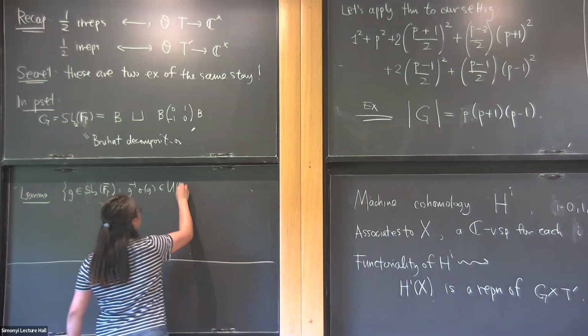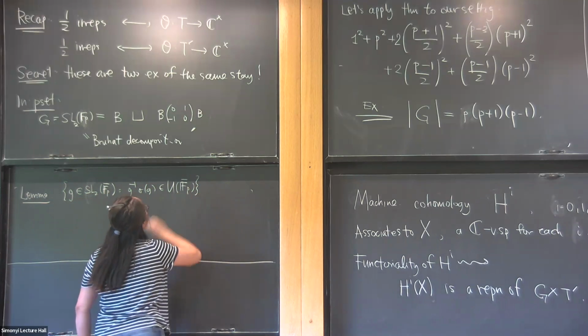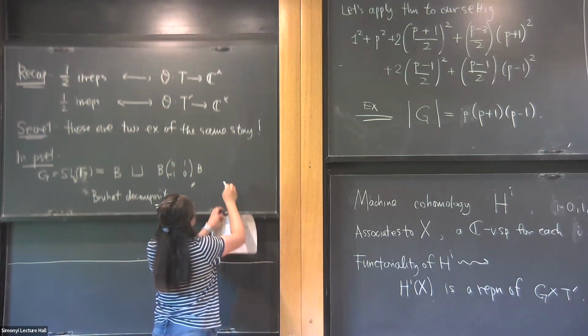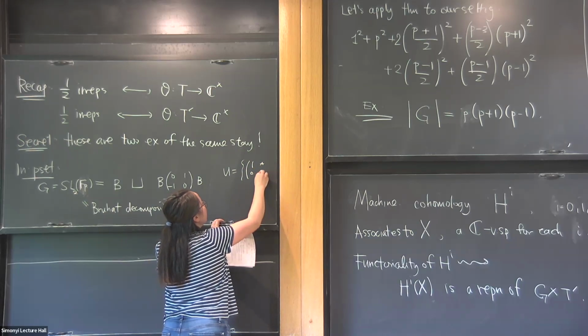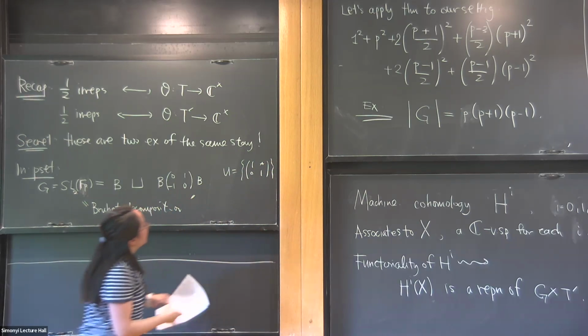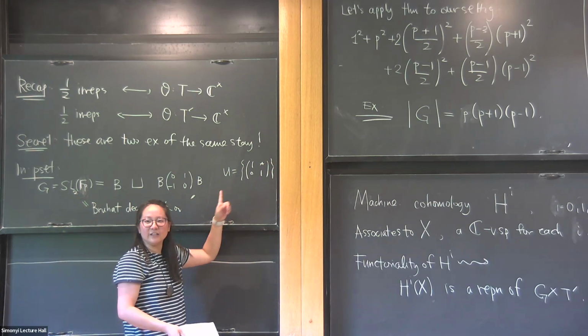Okay, U is also really important. U stands for the word unipotent. And so U is the set of all things that look like this. In fact, this is also an abelian subgroup of SL2.